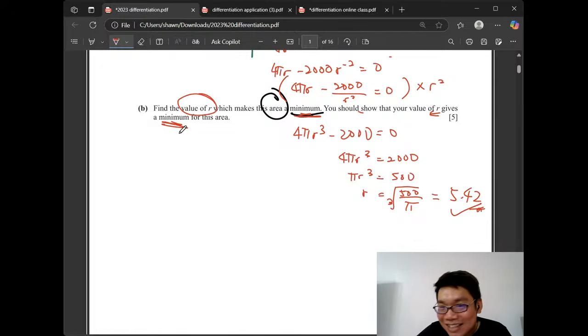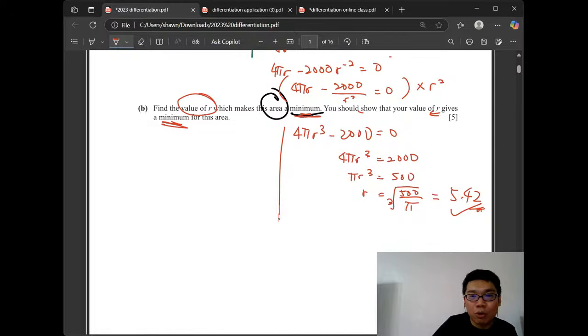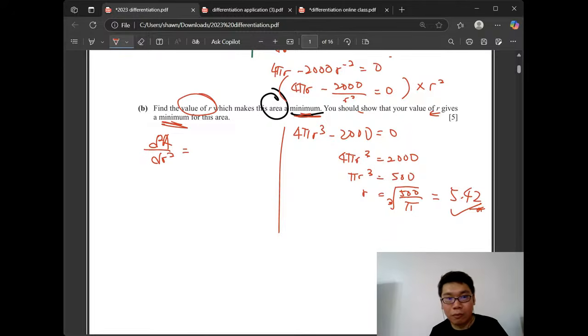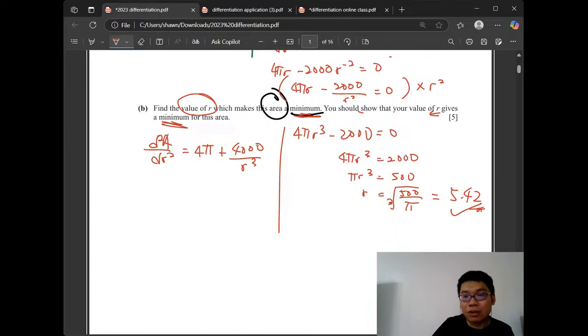Okay, so after you show that the R is 5.42, then next thing you need to show that this is a minimum. So how to show this is a minimum? We just do the second derivative. It's not always needed to find the second derivative, but this question actually asks you to show this is a minimum. So that's why we need to do this. And this equation is easy to do second derivatives. So it's just 4 pi plus 4000 over r power 3, which is r power minus 3.